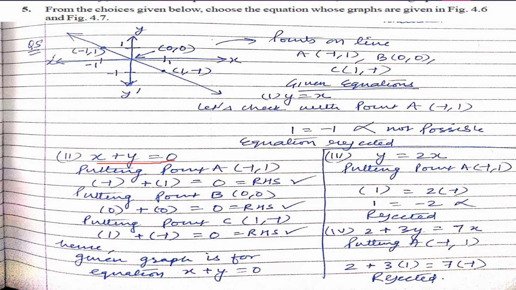Again we have to check with the first point A (-1, 1). Let's see. Again putting x = -1 and y = 1. Let's see what happens. -1 + 1 = 0, which is our right hand side. So first point satisfies the equation. Now let's check the second point. Second point is (0, 0). If we put (0, 0), it becomes 0 + 0, that is also 0, which is right hand side. Again correct. Third point C (1, -1). Again putting, we got 0, which is RHS.